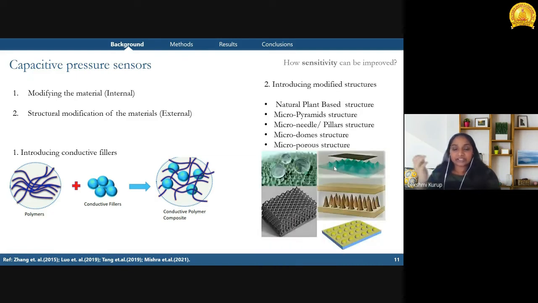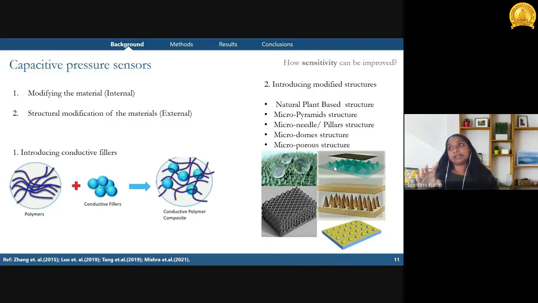So the next one is the structural modification of the material. Structural modification means introducing modified structures for the dielectric. There are different methods for introducing modified structures. The first one is a natural plant-based structure, that is, a natural structure.